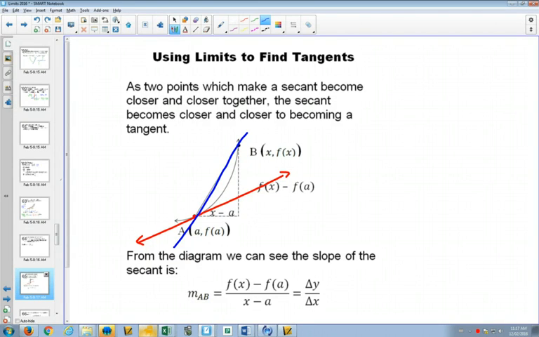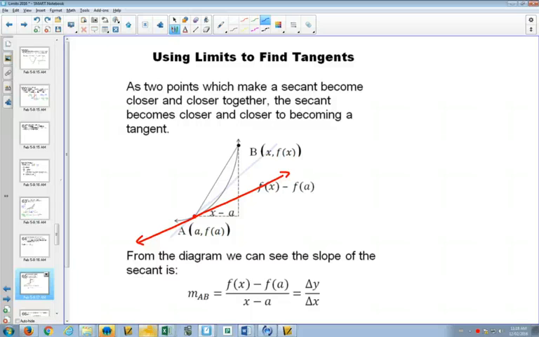How do those slopes compare? Are they the same? No. Are they close? Well, they're both positive. They're not too far off. But if I move my point B a little bit closer to A, say there, and I draw a new secant line, can you see that the slopes are closer than they were before?